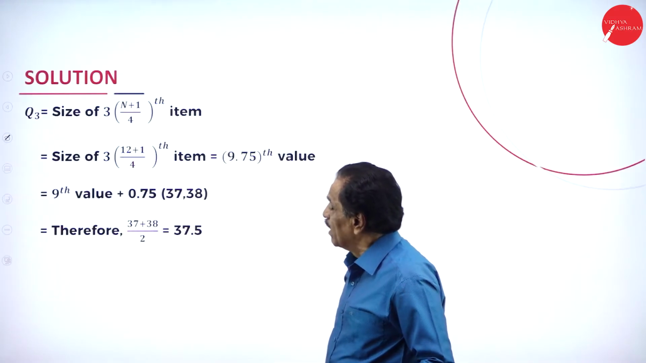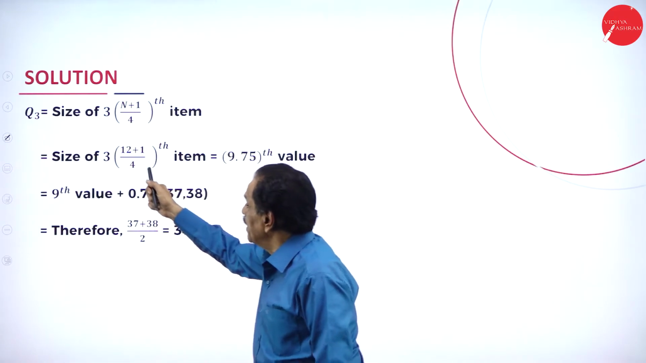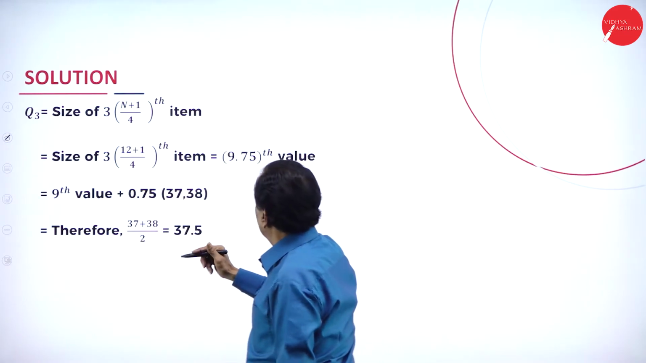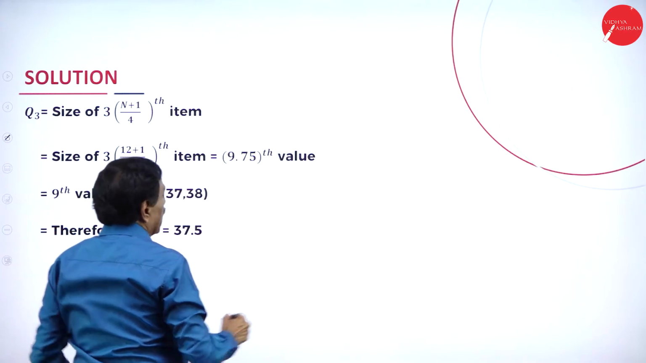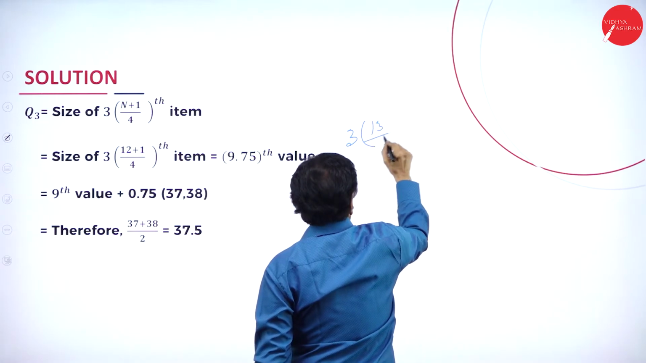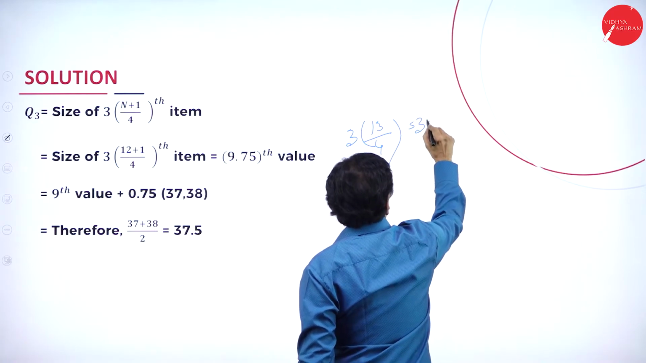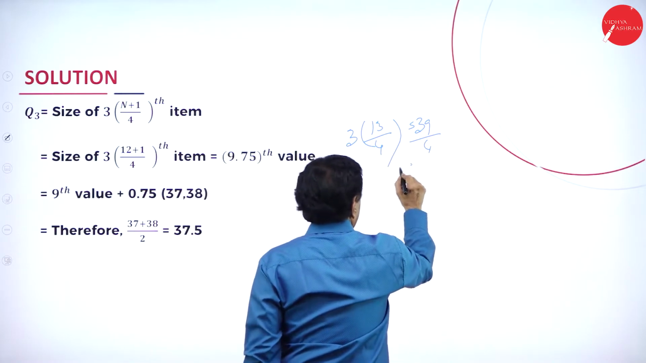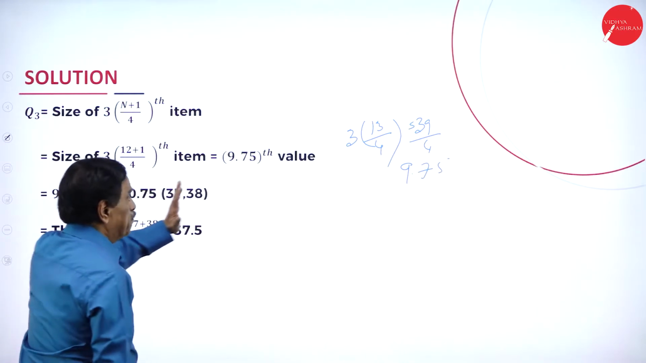You move on to Q3. Q3 is the size of 3 into (n plus 1) divided by 4th item. What's your n? 12 plus 1 divided by 4th item. 13 by 4 into 3. 13 times 3 is 39, divided by 4. 4 9s are 36, 3 remaining, so it works out to 9.75.